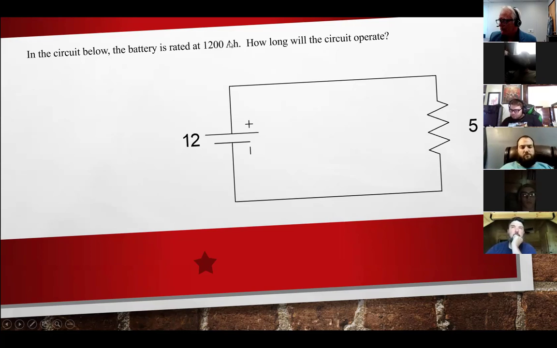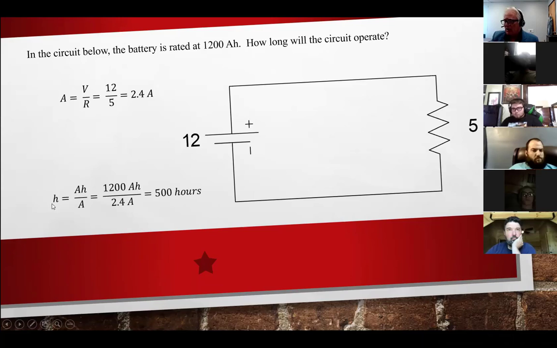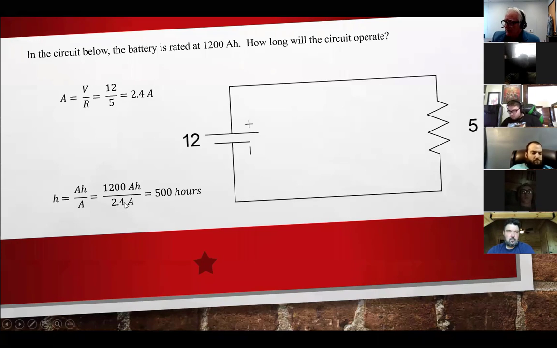So if I understand how amp hours works and they're asking for hours, I've got to have more information to solve that. And the information I'm going to have is amps. So to get the amps, I'm going to use Ohm's law. And this gives me 2.4 amps. Now that I have that, and I want to know what the hours are, well, the hours are the amp hours divided by the amps because the A's cross out and just leave you with the hours. So if I have 1200 amp hours and the current demand on this load is 2.4 amps, I divide this into that and I get 500 hours.